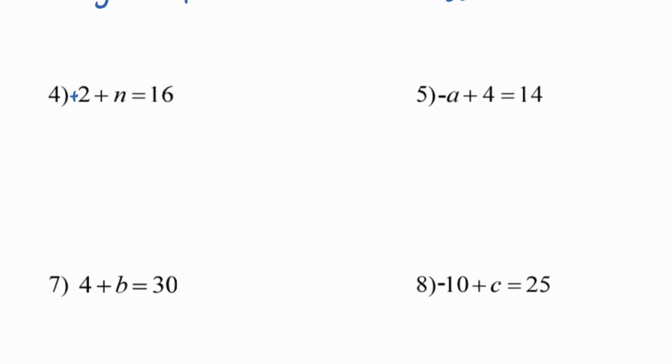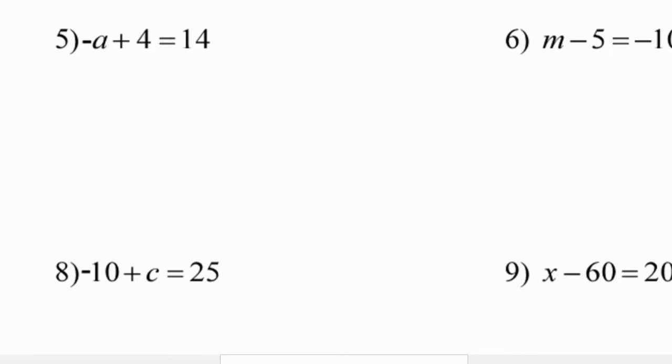All right. So to isolate n, we're going to subtract 2 from both sides. Then this will be cancelled. I have n equals 16 minus 2, which is 14.